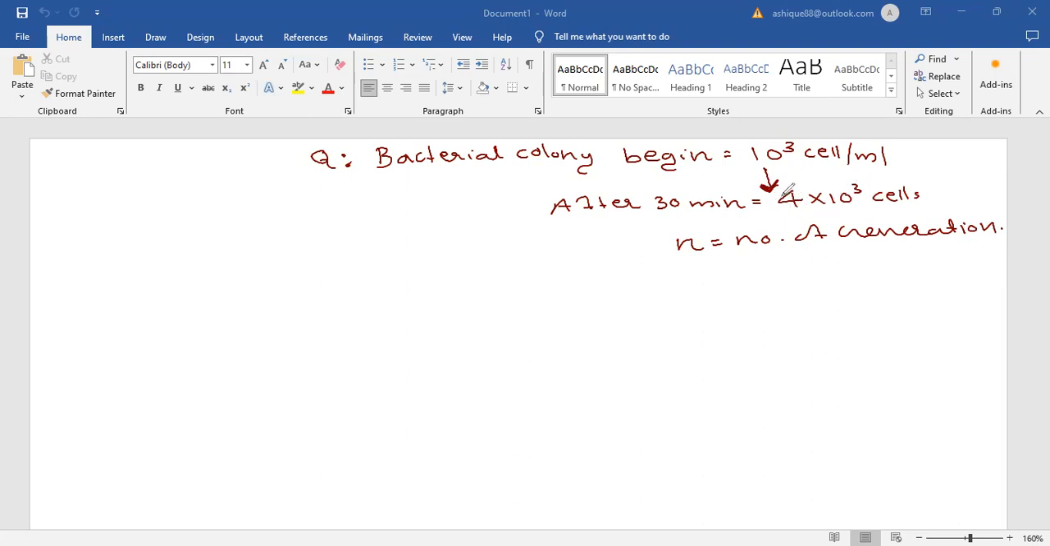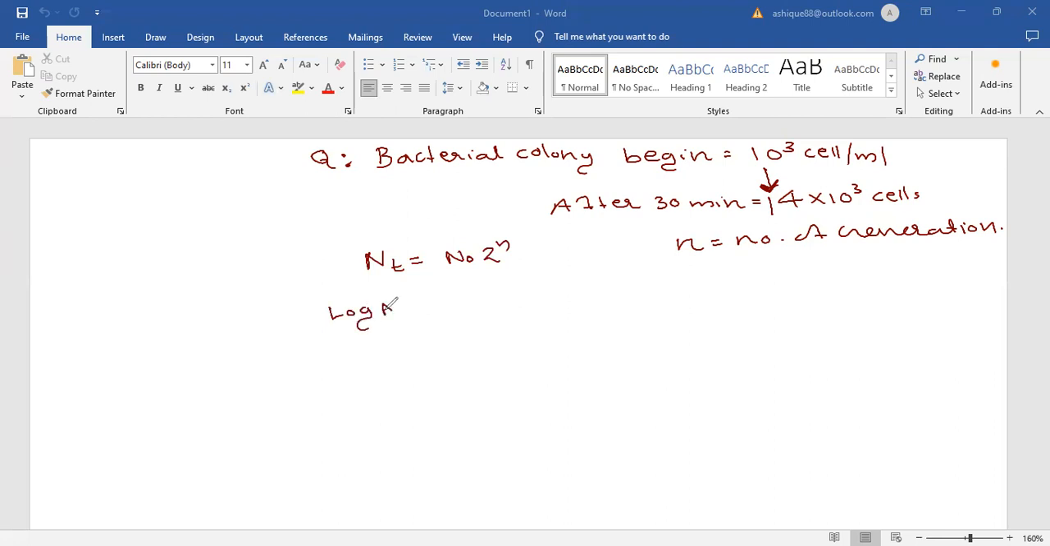But if the value is much bigger, like 14 into 10 raised to 3, what will be the division there? What is the generation? By which generation will they show 14 into 10 raised to 3 cells? If it is asked like that, we cannot easily find out the answer. So for that, we can make another equation. The previous equation was Nt is equal to N0 into 2 raised to n, right? Okay. So I am applying log on both sides.